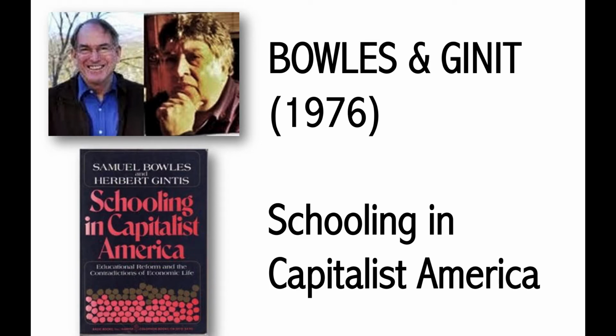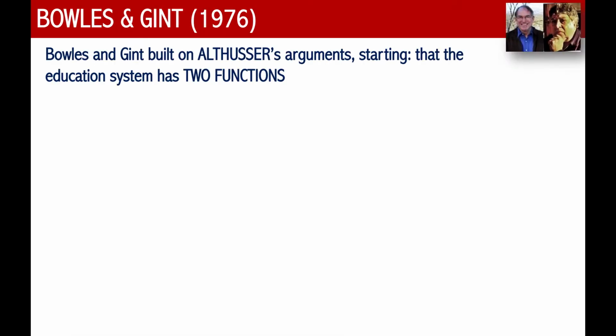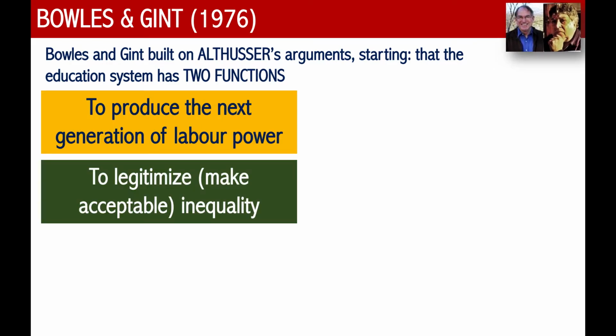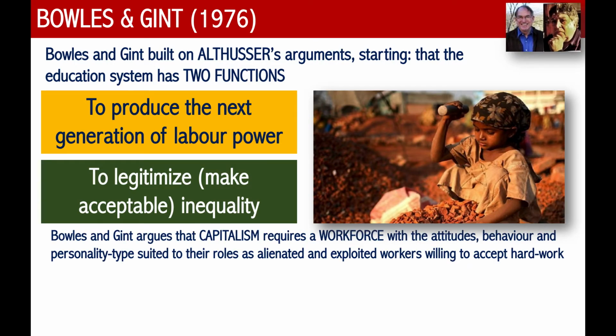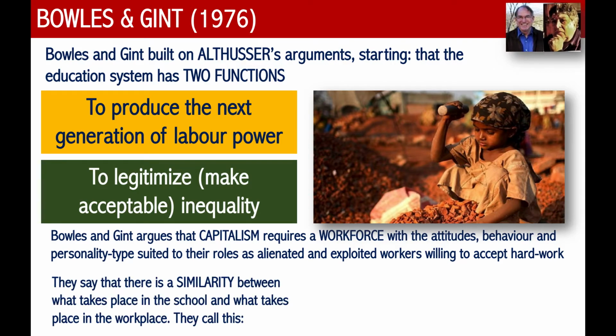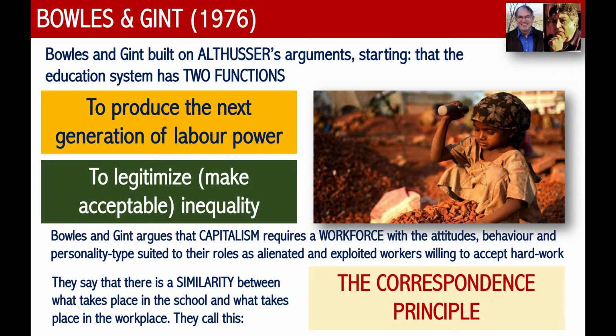Now Bowles and Gintis build upon this idea, and they argue that the education system has a further two functions: firstly, to produce the next generation of labour power, i.e. to produce workers or labourers or proletariat, and secondly, to legitimise inequality. Bowles and Gintis argue that the capitalist system requires a workforce with the attitudes, behaviour and personality types suited to their roles as alienated and exploited workers willing to accept hard work. They say that there is a similarity between what takes place in school and what takes place in the workplace, and they call this the correspondence principle.